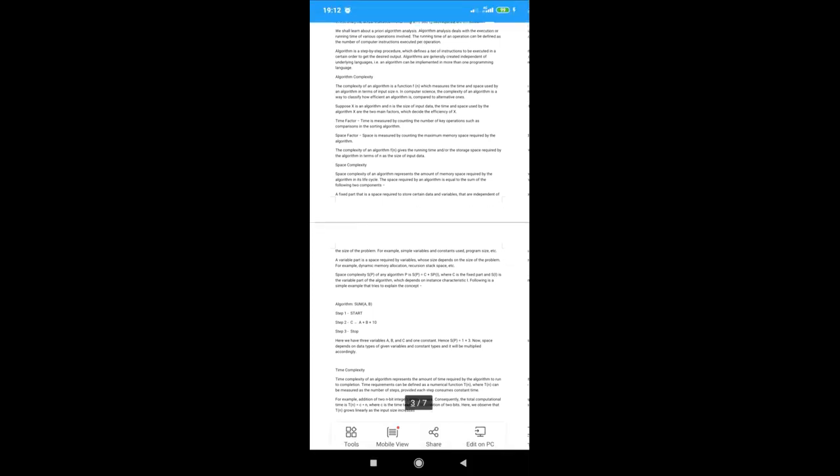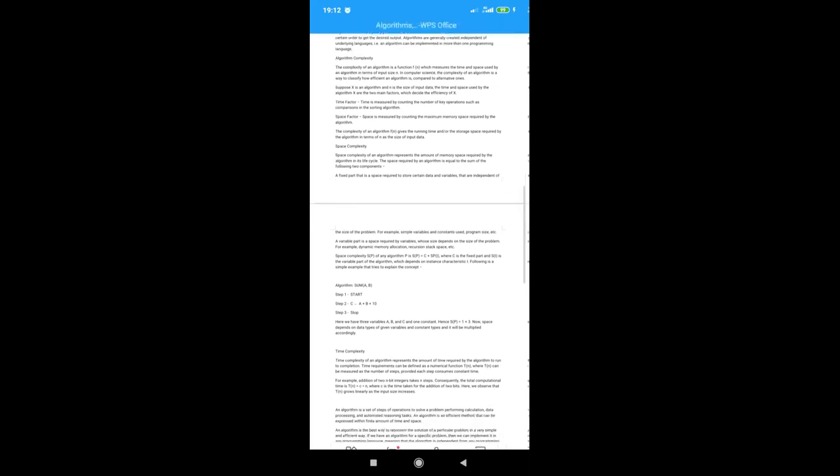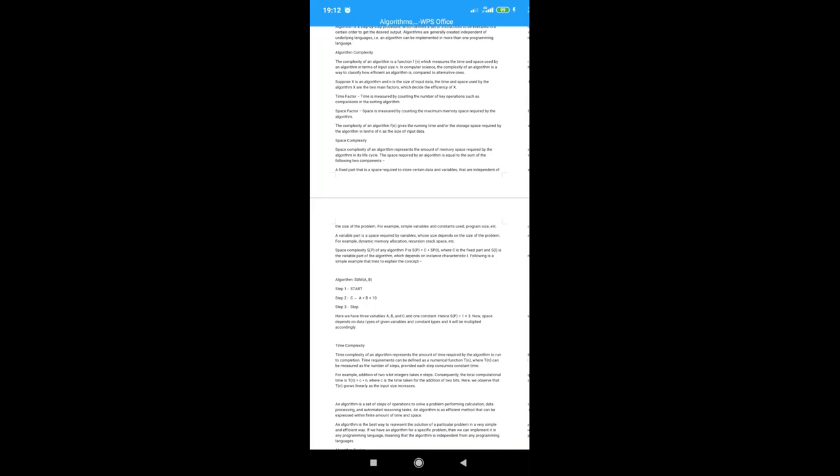A fixed problem requires a fixed kind of memory space. Then a dynamic kind of problem determines a dynamic kind of memory space. That is for that. Then time complexity.